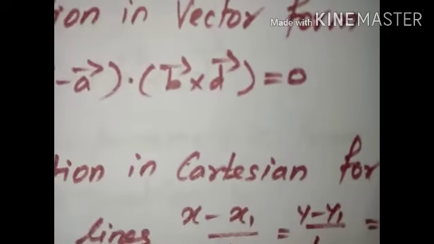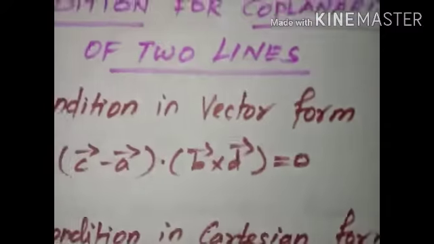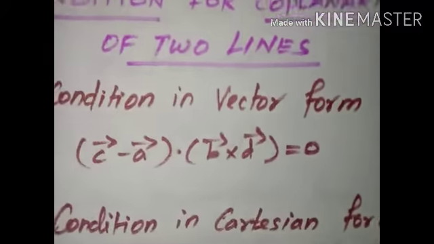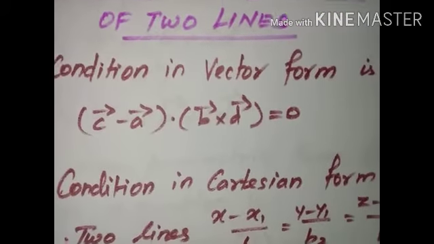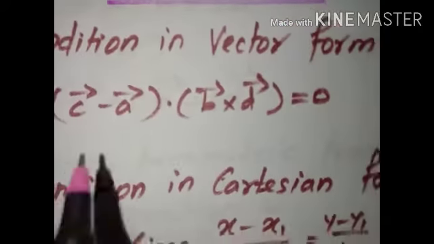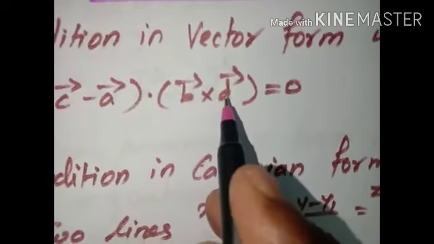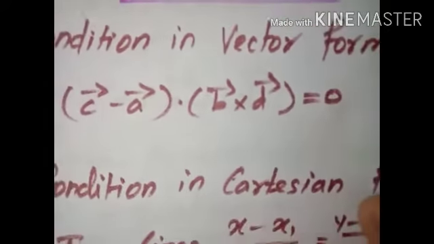So two lines are given, and the condition for coplanarity in vector form is (C vector minus A vector) dot (B vector cross D vector) equal to 0.